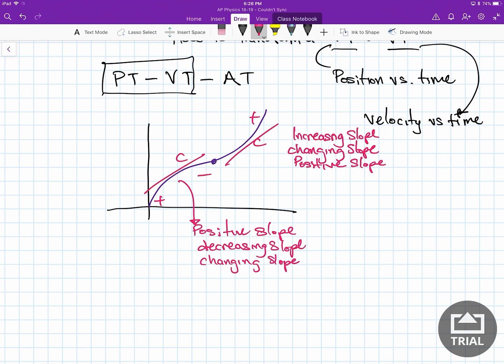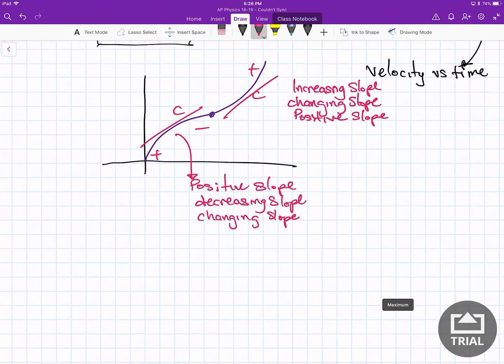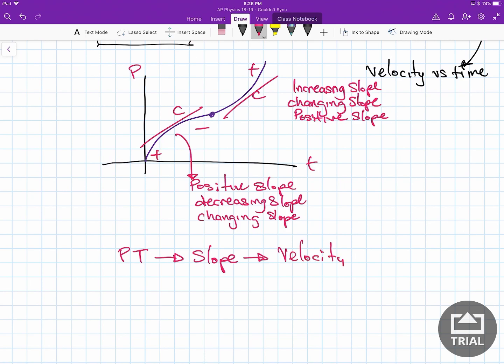Now the next thing that you guys have to be able to do is how can we go from a PT to a VT? So that's a position versus time. Now a PT, guys, has a slope. This slope, guys, represents the velocity. So every time you see a PT, this slope represents a velocity.